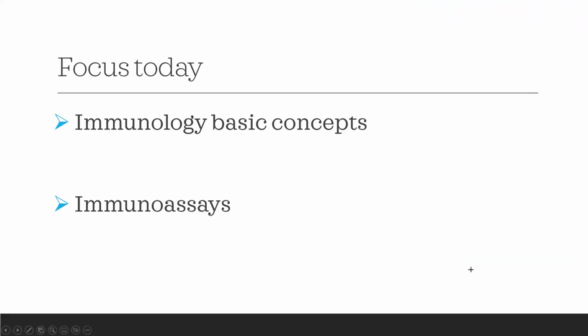I'm the registrar in metabolic medicine, and today I'm going to share a very brief talk on immunochemistry. So the focus for today will be first some recap of some immunology basic concepts, and the second will be a very brief introduction on different kinds of immunoassays.